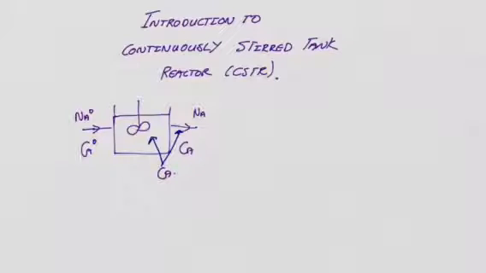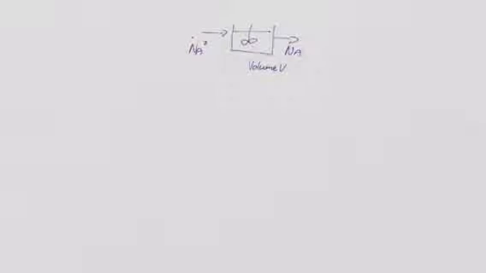A consequence of this is that the reaction all happens at a single concentration, and that is at the exit concentration. And this means the way we model it is quite different to how we handle the plug flow. Let us look how we describe this reactor mathematically.